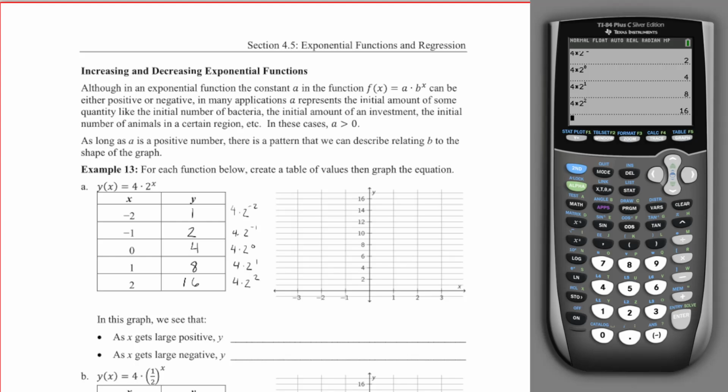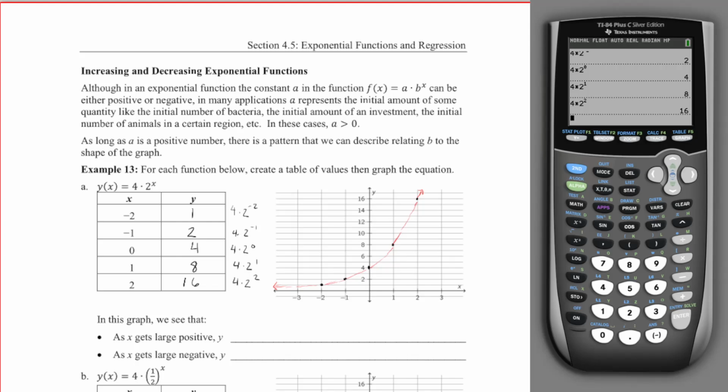Let's see what that looks like on a graph. When x is negative 2, y is 1. When x is negative 1, y is 2. When x is 0, y is 4. When x is 1, y is 8. When x is 2, y is 16. And so we see again this curve that starts out increasing very slowly. But then as x gets bigger, y starts to increase more quickly.